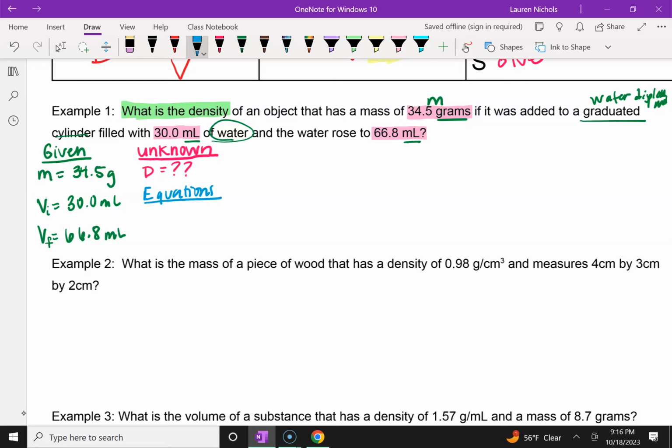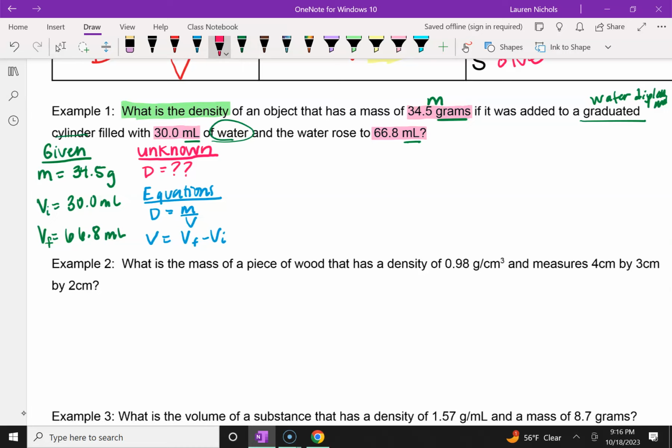Okay, so then we write down, what equations might I need for this problem? We know we're going to need our density equals mass over volume equation. And we also know that we're going to need our volume is equal to V final minus V initial formula, because we had initial and final volumes and they were describing water displacement. So now that we know our formulas, we can substitute and solve.